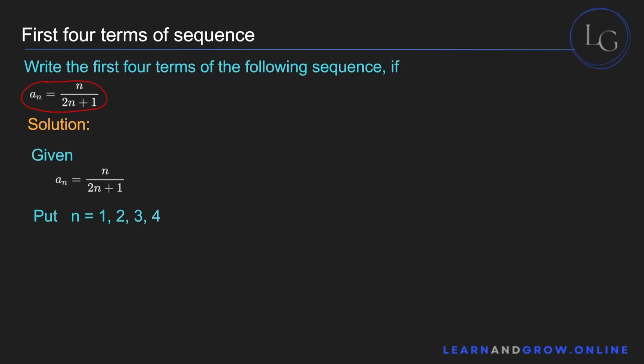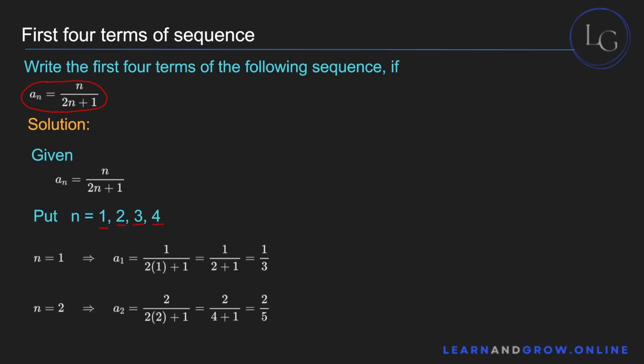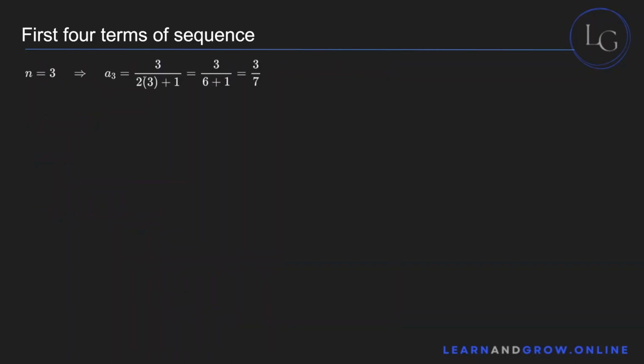So let's see. You've been given this sequence, and you'll plug in 1, 2, 3, and 4, as those are the first 4 terms. When you plug in n is equal to 1, you get 1 over 3. When n is equal to 2, you plug in 2 in place of the n's, and you get 2 over 5. When n is equal to 3, you get the value of a3, which is 3 over 7. When n is equal to 4, you get a4, and you plug in the 4's in place of the n's, and you get 4 over 9.